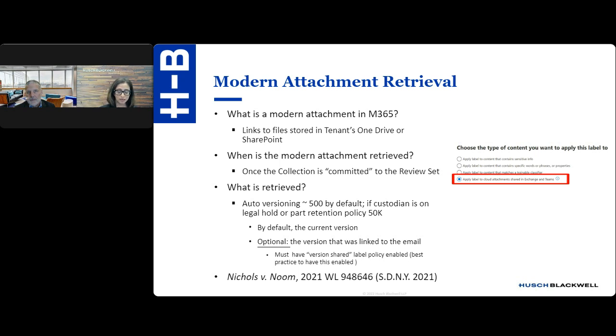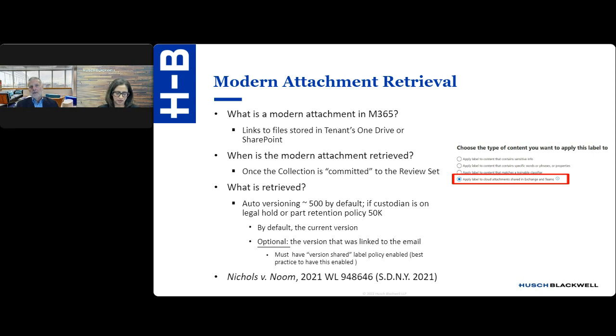It was a highly negotiated ESI protocol. Everything was agreed to. One final thing they couldn't agree to was how to pull email. Noom wanted to use what's built into Google, which is Google Vault. But the plaintiffs wanted to use an outside forensics tool, because they knew that Google Vault didn't have the ability to get linked documents and put them together.